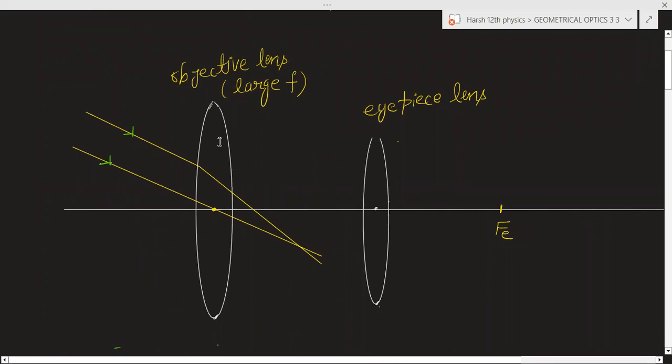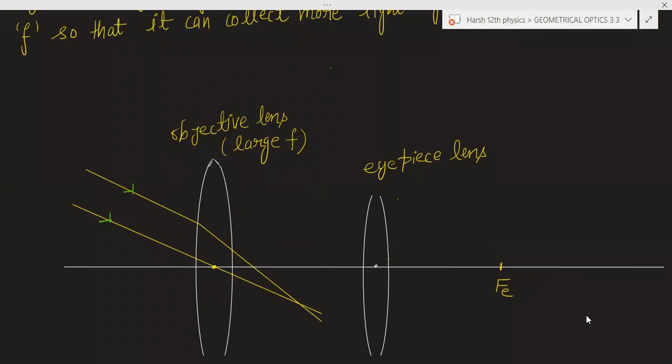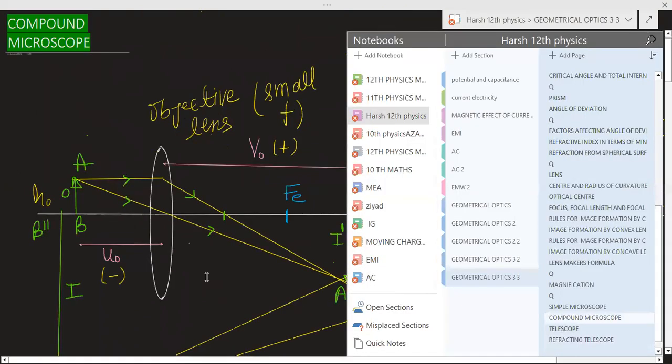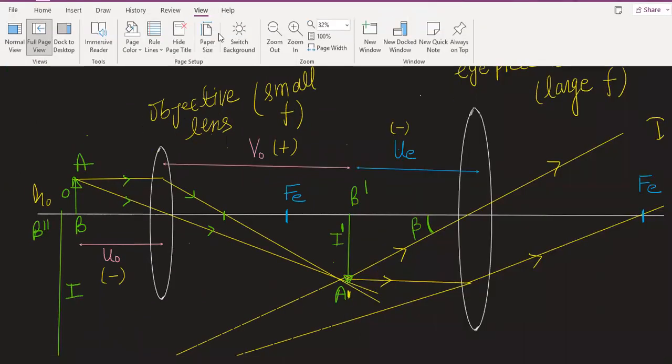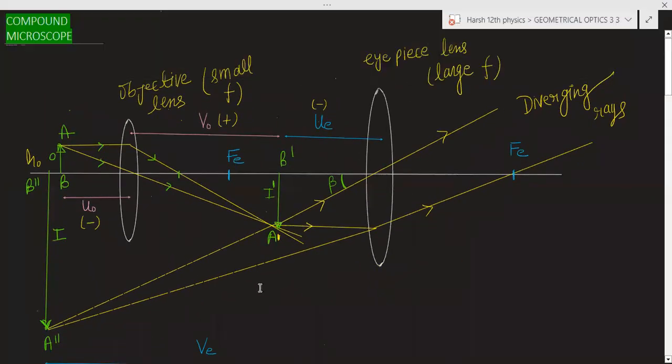Sir, we did this, right? No, no. Actually, we have not done this. Actually, we have done the compound microscope. You can see here. In the compound microscope also there is one objective lens and one eyepiece lens. But in the compound microscope, the objective lens is smaller in size as compared to the eyepiece lens. This is different and that is different.